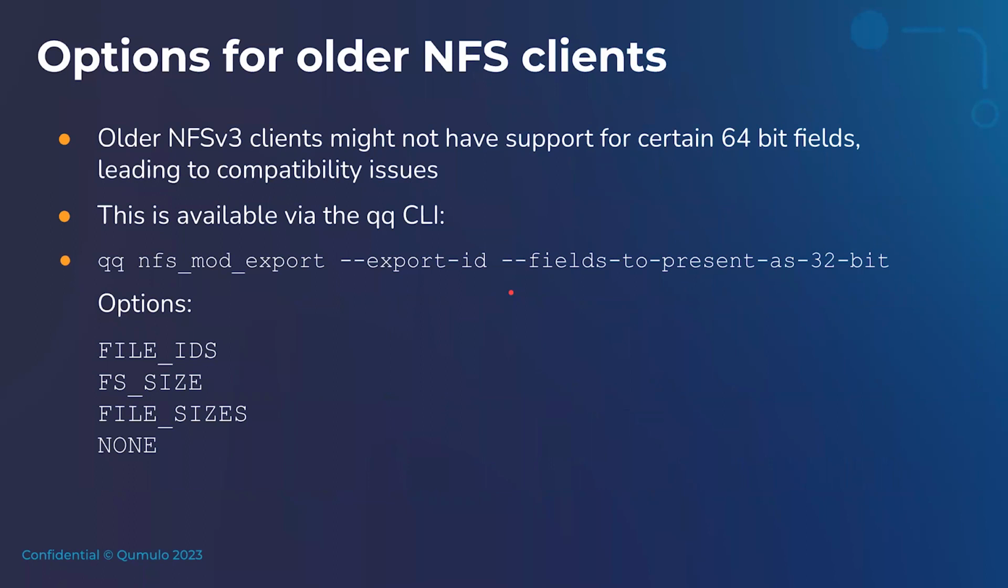So we also have some options for older NFS clients. If you have a client that's like an old AIX client or a very old version of Linux or Unix, a lot of those clients might not be able to support 64-bit fields. So you can actually modify an individual export and control which fields are presented as 32-bit, particularly file IDs and file system size. You have a 4 GB limit on the 32-bit limit.